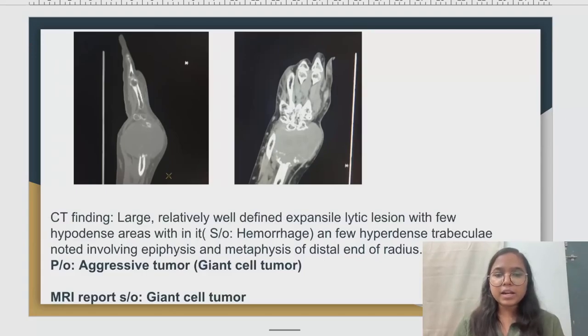CT findings: a large, relatively well-defined expansile lytic lesion with a few hypodense areas within it, suggestive of hemorrhage, and a few hyperdense trabeculae noted involving the epiphysis and metaphysis of the distal end of the radius, suggestive of an aggressive tumor, giant cell tumor. MRI reports also suggested a giant cell tumor.